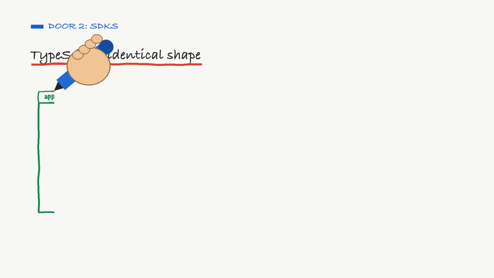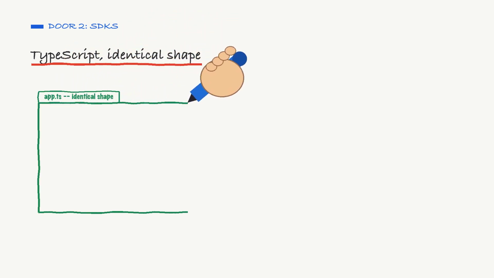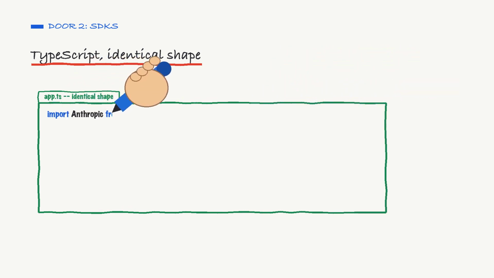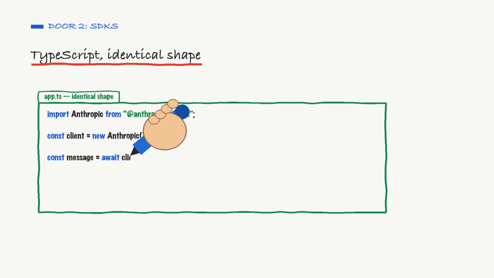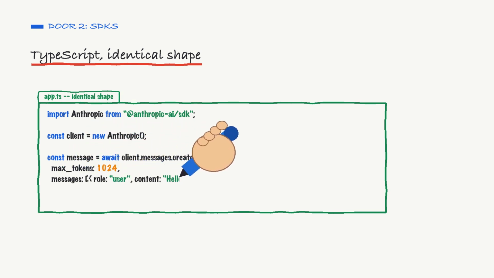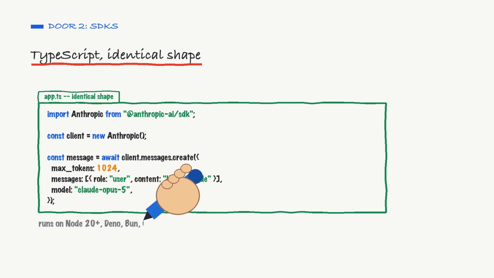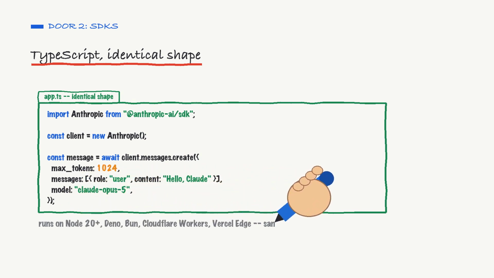The same thing in TypeScript, and notice it's practically a transliteration. npm install anthropic-ai/SDK. Import Anthropic, new Anthropic, and await client.messages.create with the same 3 fields. It runs on Node 20 and up, Deno, Bun, Cloudflare Workers, Vercel Edge, even browsers if you explicitly opt in. This is the point of official SDKs. The API shape stays constant, only the language idiom changes.